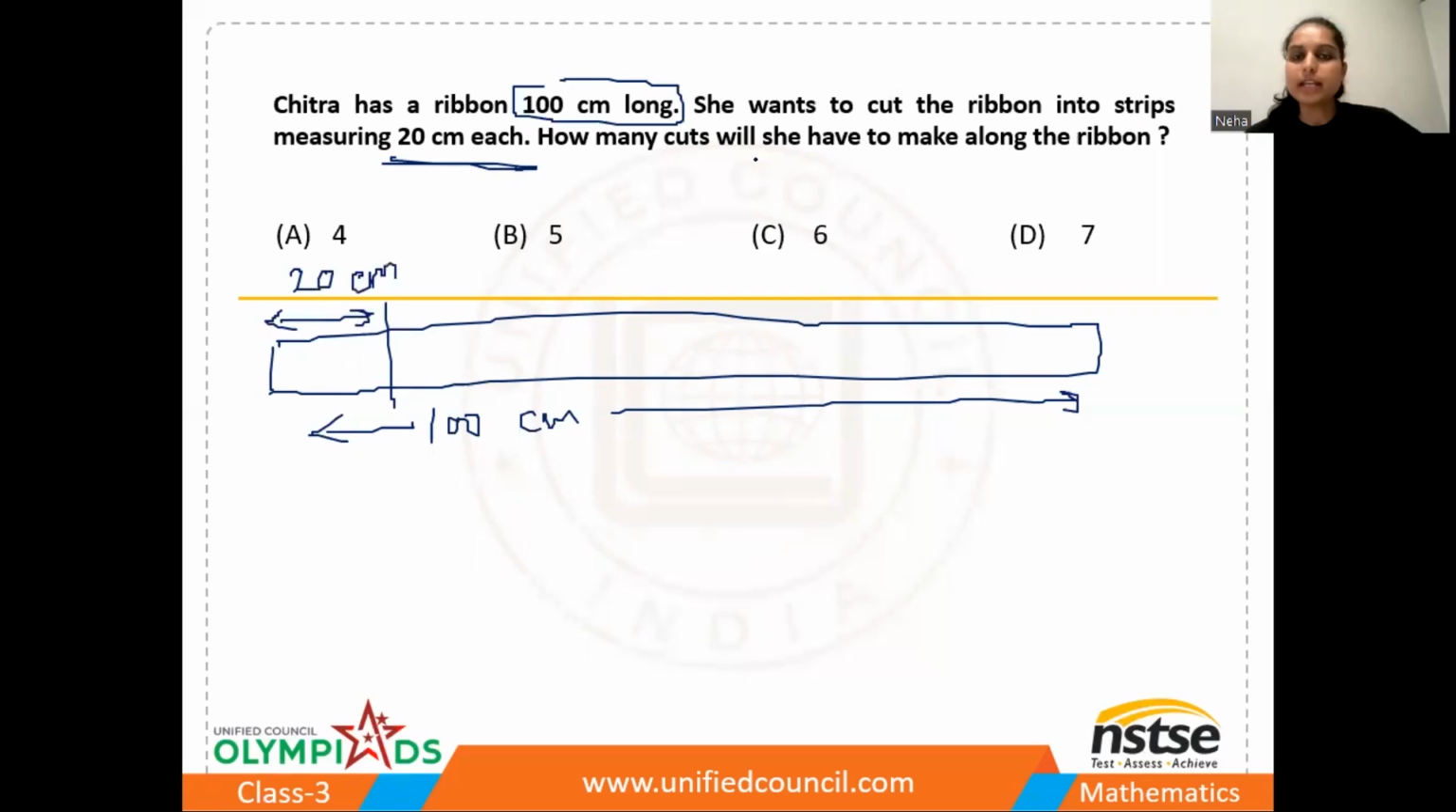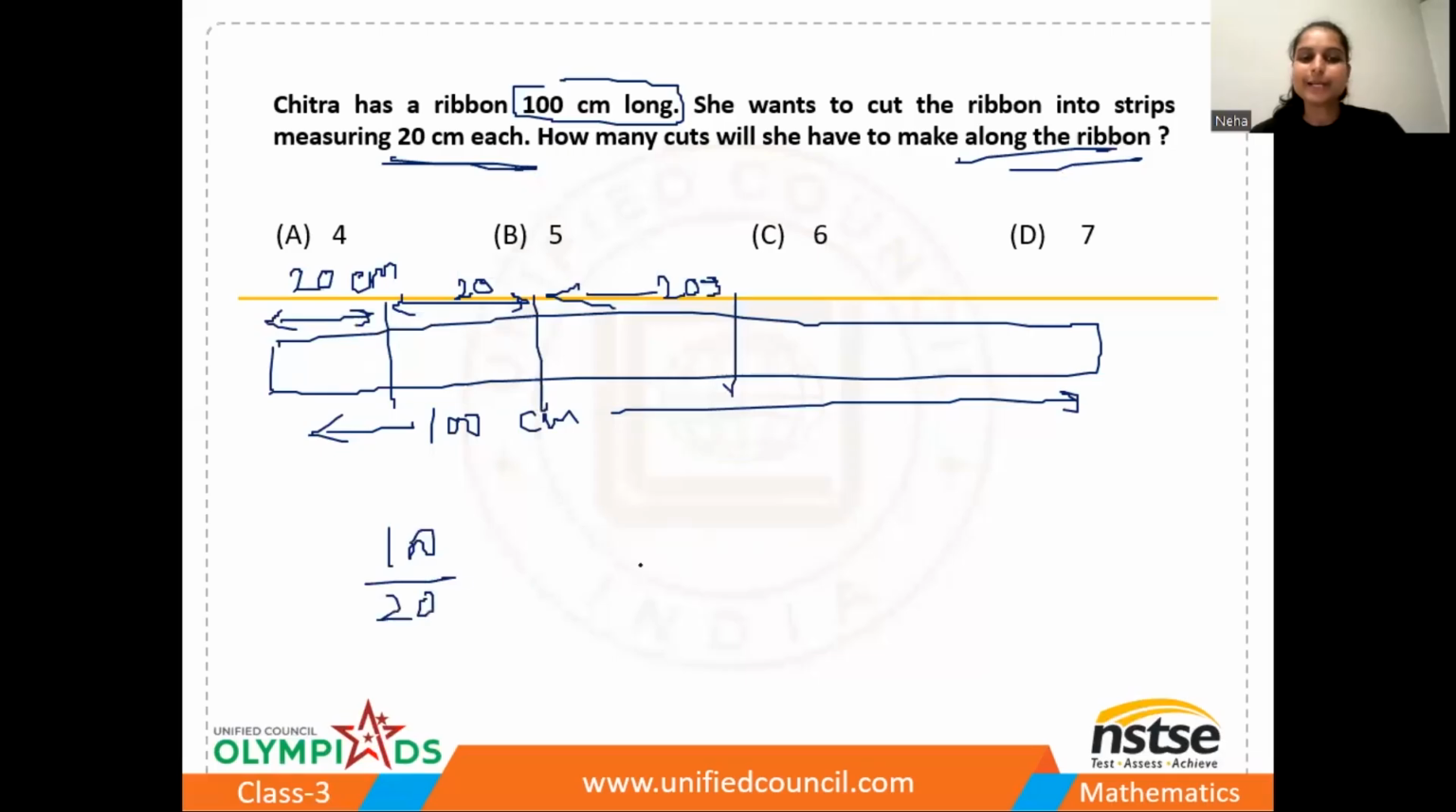So how many cuts does she have to make along the ribbon? So this is 20 centimeter. Again, she can cut a ribbon of 20 centimeter. Again, she can cut a ribbon of 20 centimeter, right? Like this. So how many cuts can she make? Just 100 divided by 20, that means 5. 5 is your right answer.